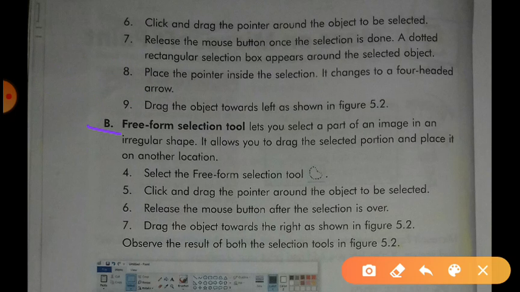Dear students, you have to select the free-form selection tool, click and drag the pointer around the object to be selected, and then release the mouse button after the selection is over. Then drag the object toward the right as shown in figure 5.2. Then observe the result of both the selection tools in figure 5.2.